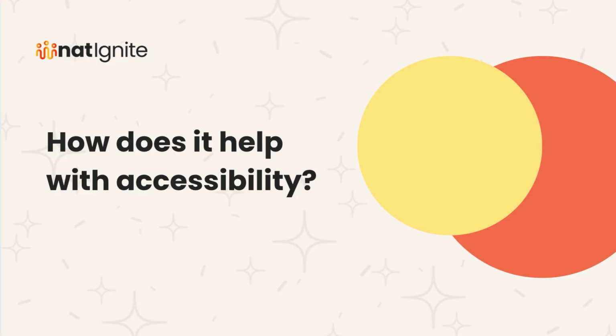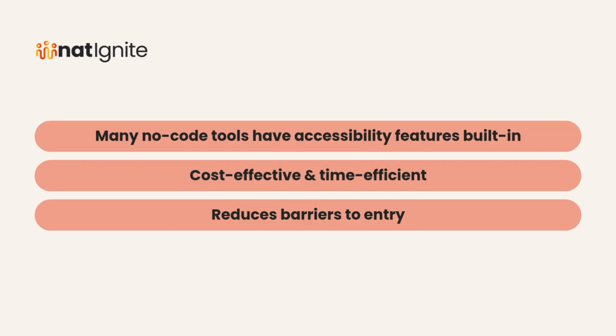But how do these tools help with accessibility? So, one large benefit is that these tools have accessibility features built into them, like alternative text, keyboard navigation, color contrast settings. They're already built into the no code tool. It takes care of that. You just have to ensure that the result is, in fact, accessible. And then another big benefit is, as we previously discussed, it is, of course, more cost effective and time efficient to work with no code tools.